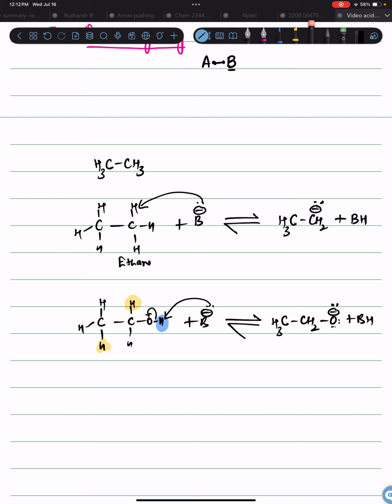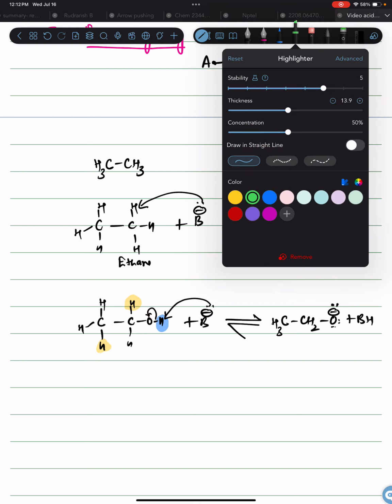Now we have two reactions, and let's compare them to see which is the stronger acid based on the stability of the conjugate base.